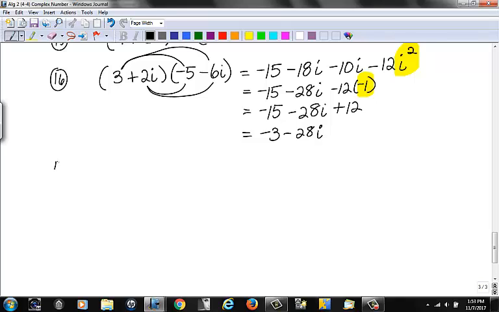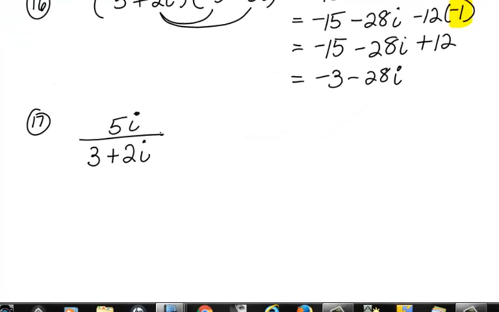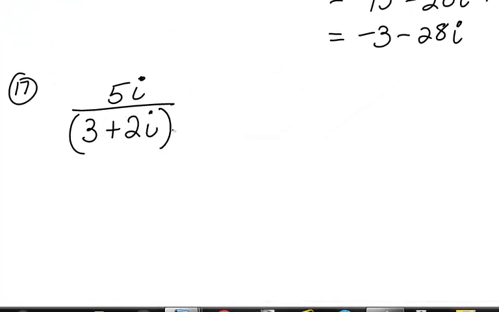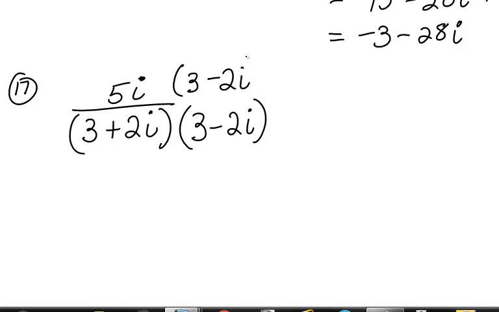Okay, last type is if they have 5i divided by 3 plus 2i, you cannot leave a radical in the denominator. I is like a radical in the denominator. So you have to rationalize it. To rationalize it, you use the idea of difference of two squares, like a plus b times a minus b. So whatever this is, you're going to rationalize it by multiplying by the other sign. Okay, so if you multiply the denominator by that, you're going to multiply the numerator by that.